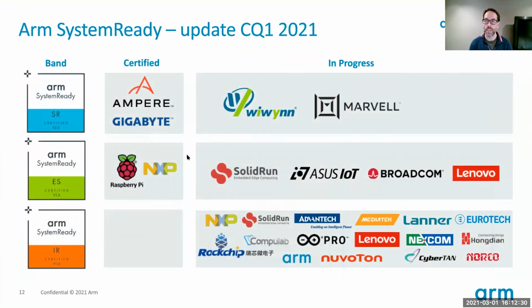And just to show that this is not something that's happening in isolation, we've already had quite a bit of engagement across all of our bands. In the SR and ES bands, we already have platforms that are certified: from Ampere and Gigabyte in SR, and from Raspberry Pi and NXP in the ES band. And then in the IR band, we have all kinds of interest. But given that IR is meaningfully different from the other two bands, we've got a large pipeline that we just haven't gotten any platforms out at the end of yet. But you can expect announcements in the near future with some platforms becoming IR certified.